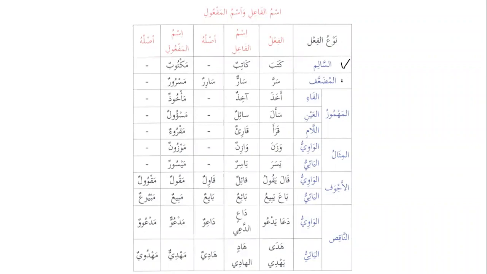It includes mudaf, doubled. It includes mahmuz, mahmuz al-fa, mahmuz al-ain, mahmuz al-lam. It includes mithal, mithal wawi and mithal yai. Then it includes ajwaf, wawi and yai, and naqis, wawi and yai. This is everything about the verbs.